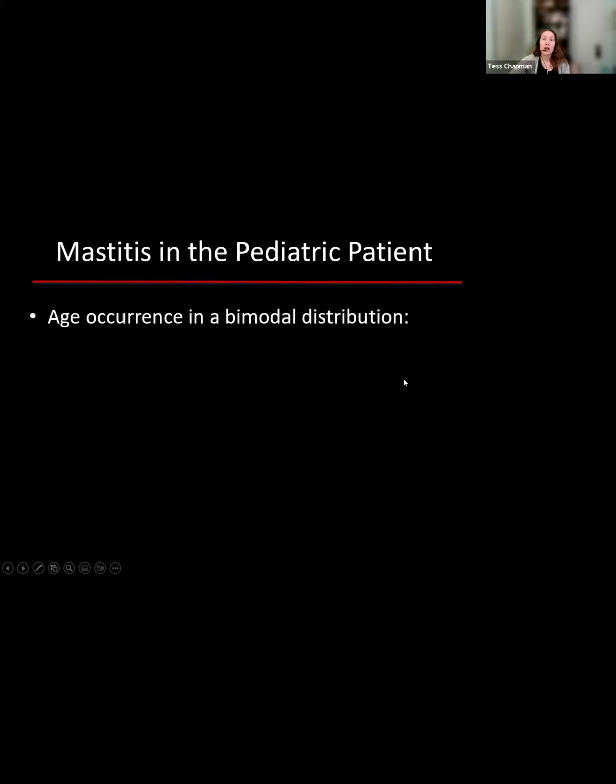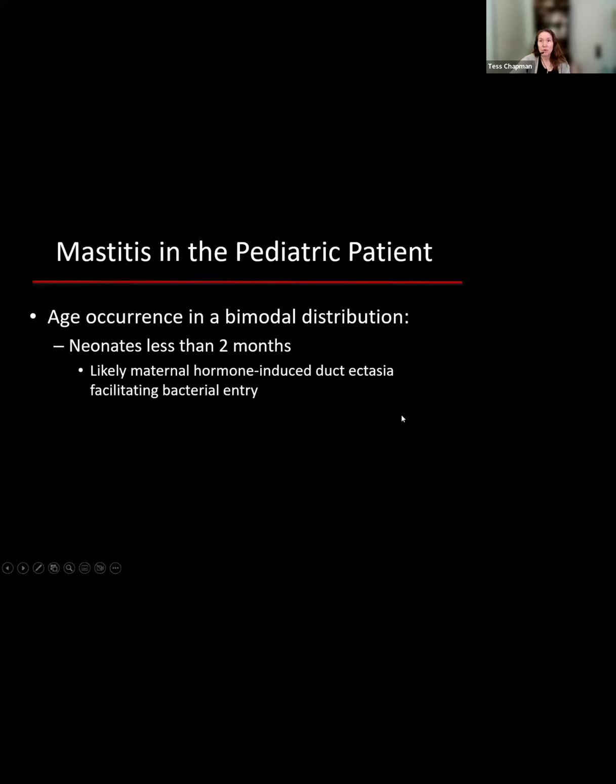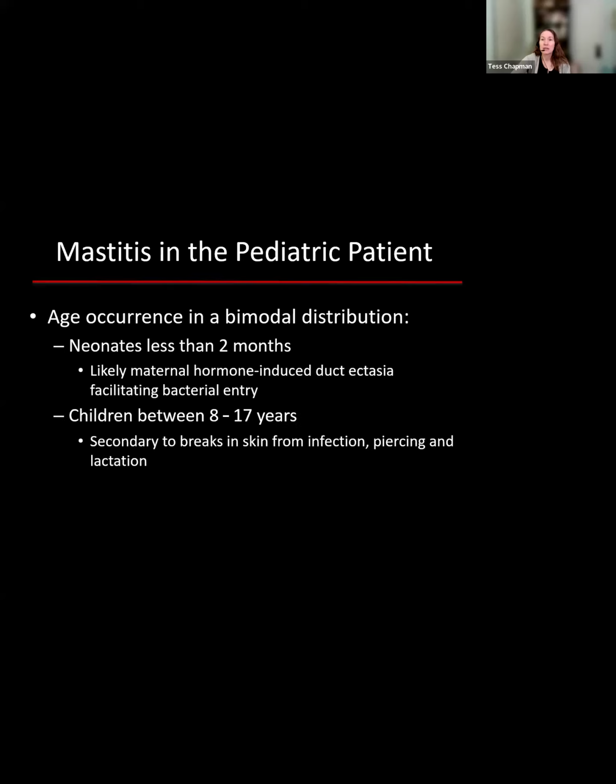So mastitis can occur in the pediatric patient, and the age occurrence is bimodal. Babies can have this happen to them at less than 2 months of age. And it's likely that maternal or placental hormone-induced duct ectasia, so maybe the little neonatal breast ducts will dilate, and that facilitates bacterial entry, and the bacteria cause mastitis. It can also happen in teenagers, children between preteens and teenagers, 8 to 17 years. And this is presumably secondary to breaks in the skin from infection or piercing and lactation.